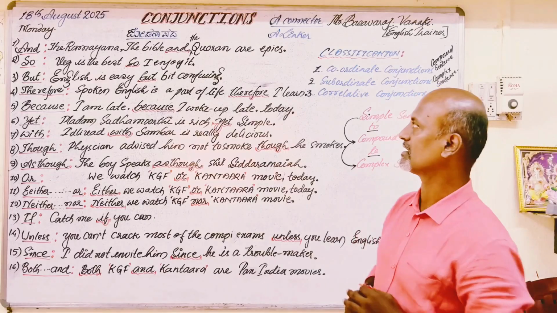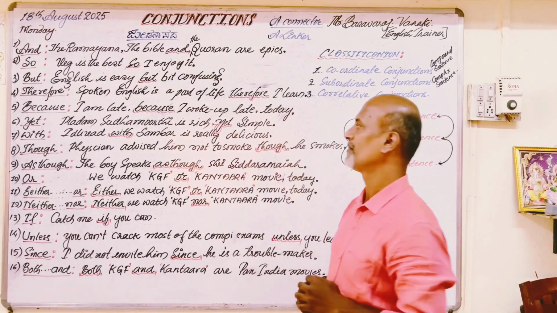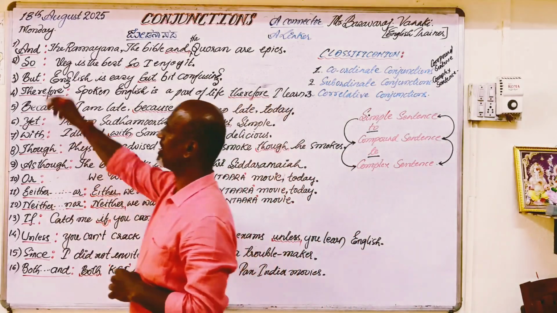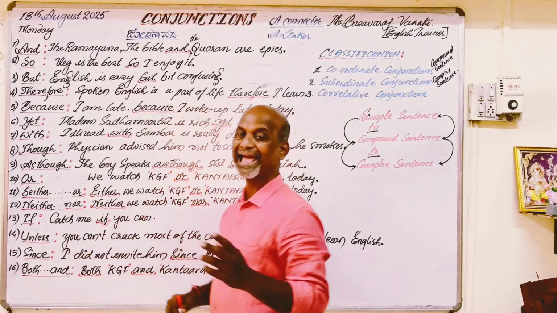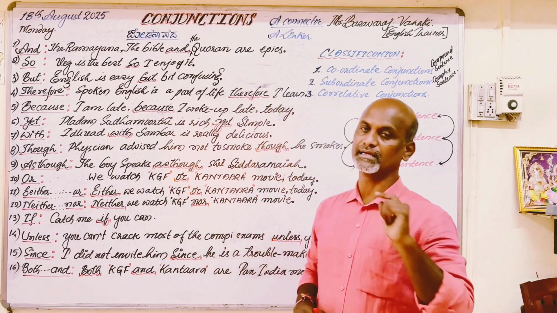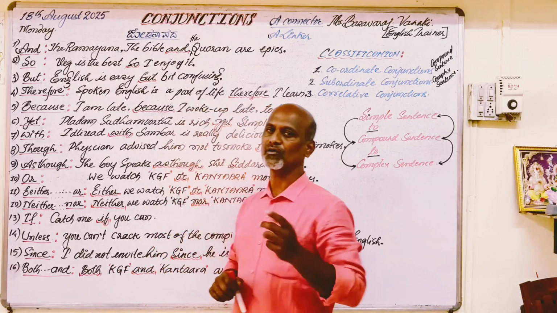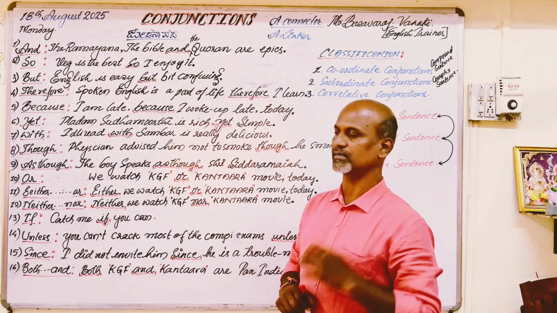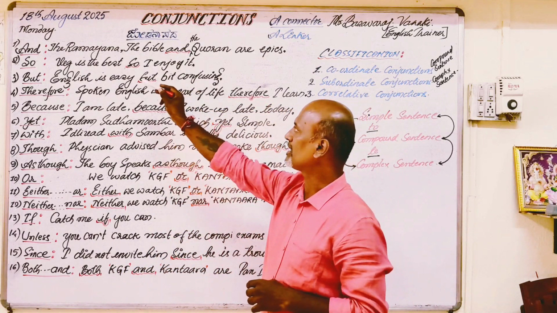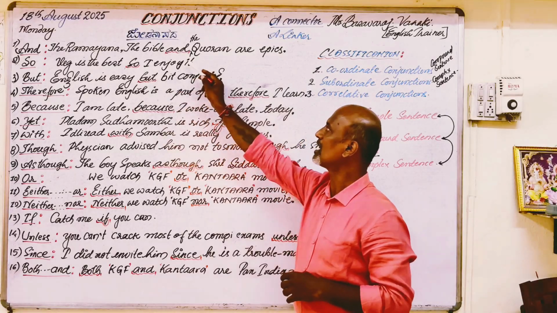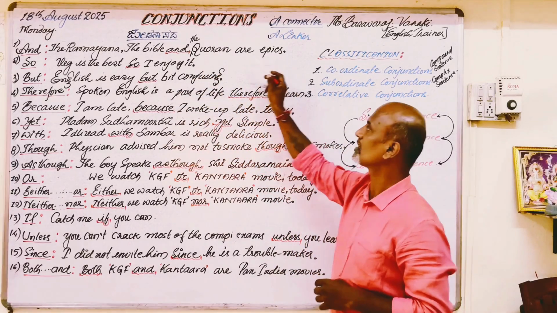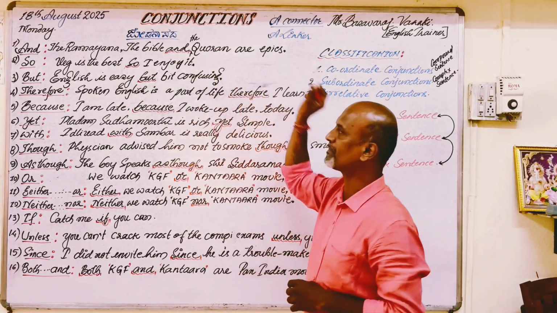Let us see them one by one. Well, conjunctions, the very first one is and. We pronounce it and. And in the sense of mattu, or you can say hagu. In Hindi they say aur. The Ramayana, the Bible and the Quran are epics.